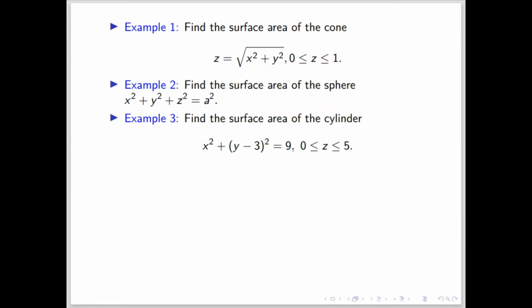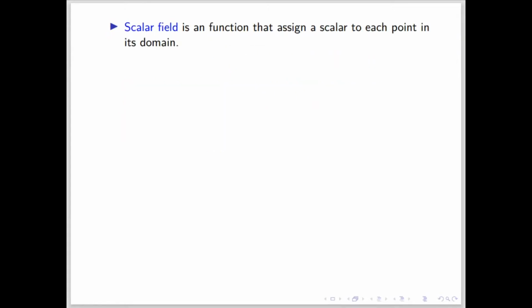So now we'll see some more definitions and some terms which we will use to define the line integral and surface integral. Line integral means integration over curve, surface integral means integration over surface. So that we will see. So the definition is scalar field.